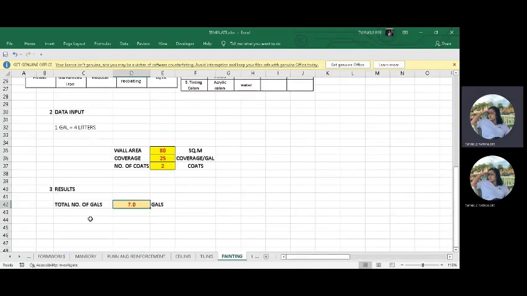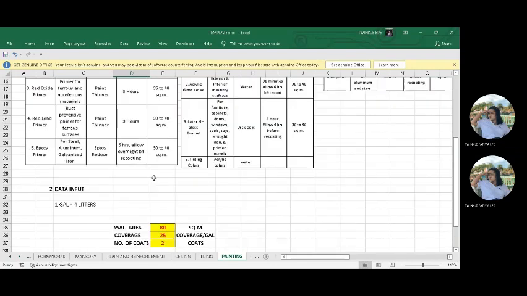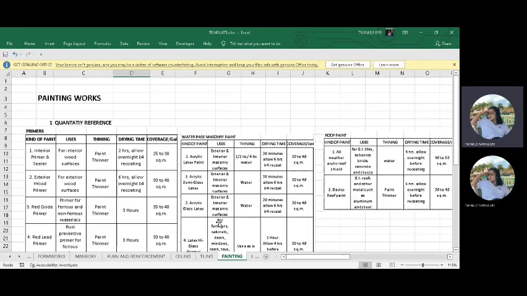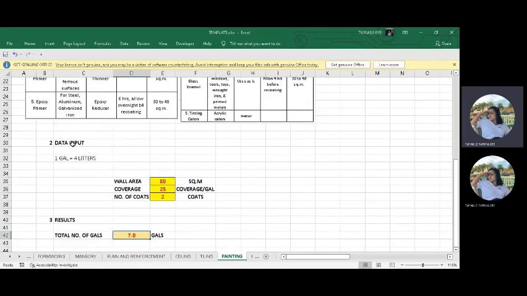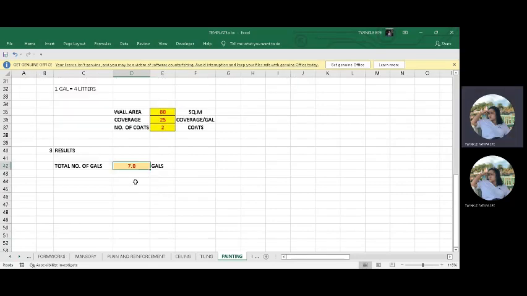So for the painting, we have the quantity reference. Yes. And we input data. 1 gallon is equal to 4 liters. So we enter the wall area, coverage per gallon and number of coats. And we get 2 coats, and the wall area is 80, and the result, the number of gallons. Let's round up.